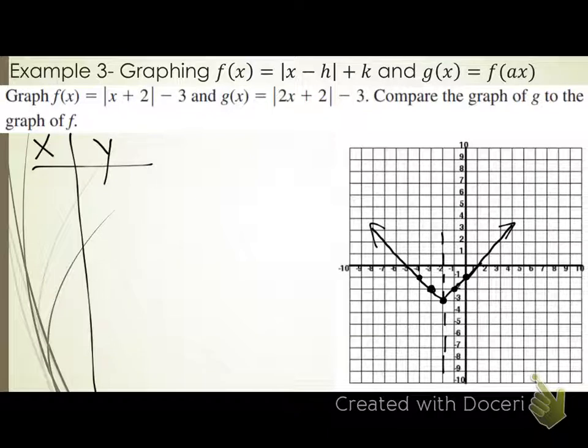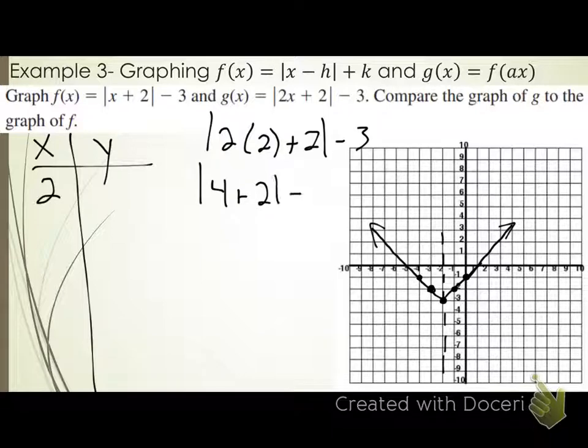2. Sorry, I can't hear sometimes. So plugging 2 in. What's 2 times 2? 4. Plus 2? Absolute value 6. 6 minus 3. So I get 2 comma 3 as my first ordered pair.